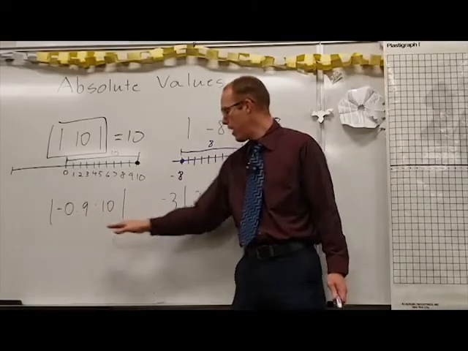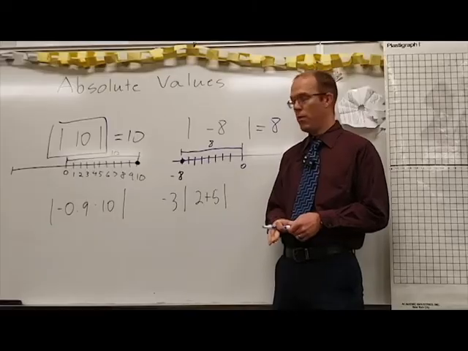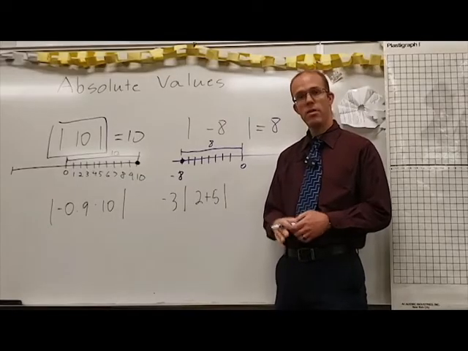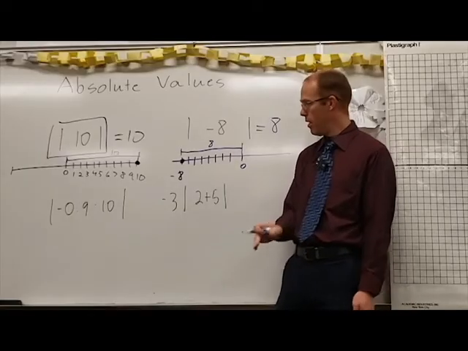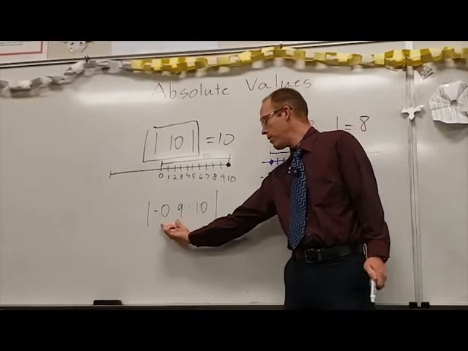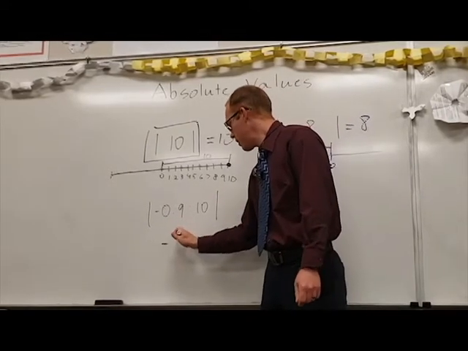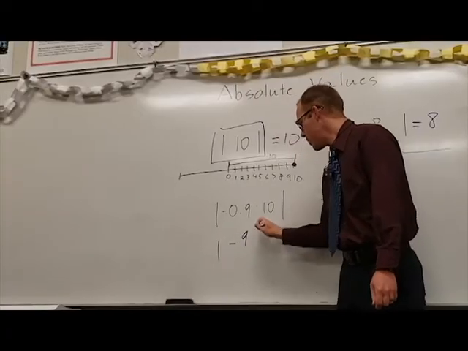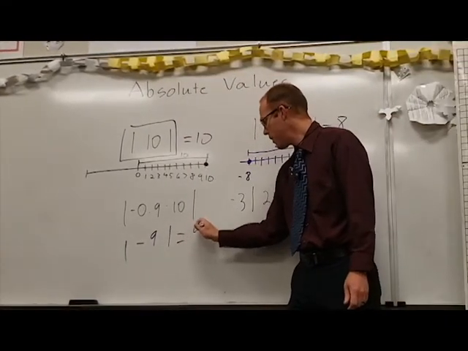Now, these two have some calculations that we have to do. When you are calculating with absolute values, it is the same in the order of operations as parentheses. It acts as if we have parentheses around here. So we have negative 0.9 times 10. That gives us negative 9. When we take the absolute value of negative 9, that gives us positive 9.